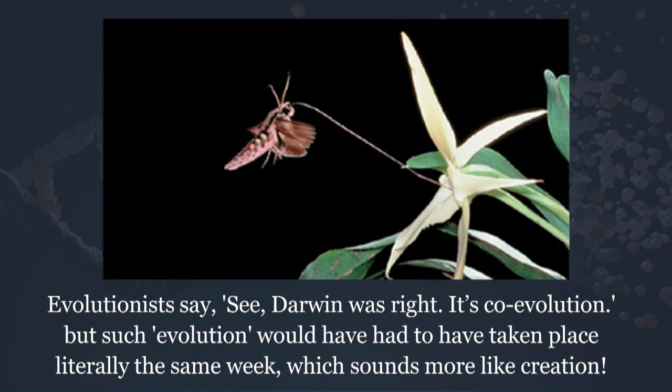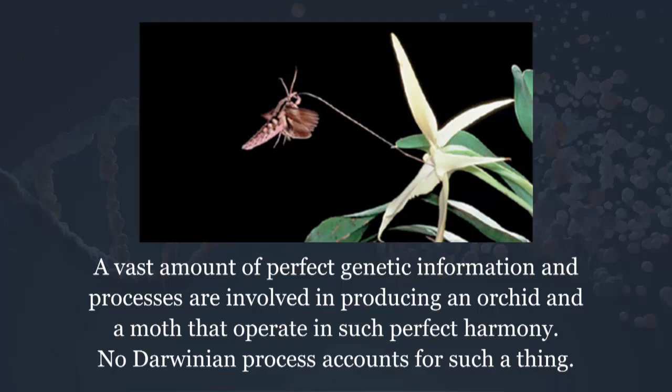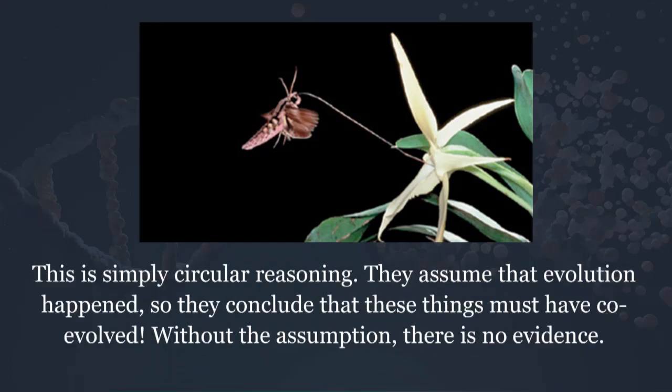Evolutionists say, see, Darwin was right. It's coevolution. But such evolution would have had to have taken place literally the same week, which sounds more like creation. A vast amount of perfect genetic information and processes are involved in producing an orchid and a moth that operate in such perfect harmony. No Darwinian process accounts for such a thing. But the Bible does. And what they do is they use circular reasoning. They assume that evolution happened, so they conclude that these things must have co-evolved. But without the assumption, there's no evidence.